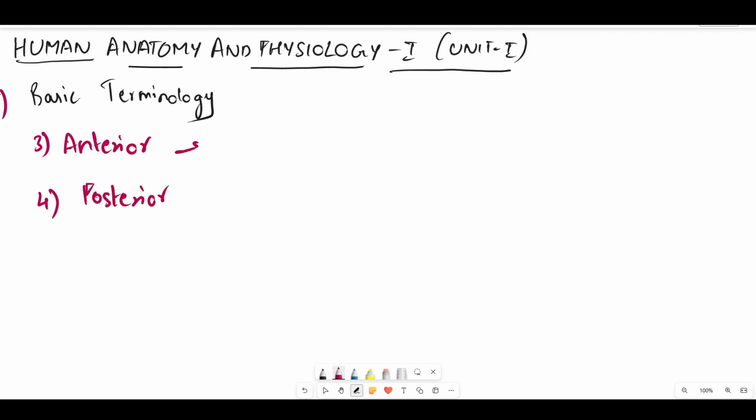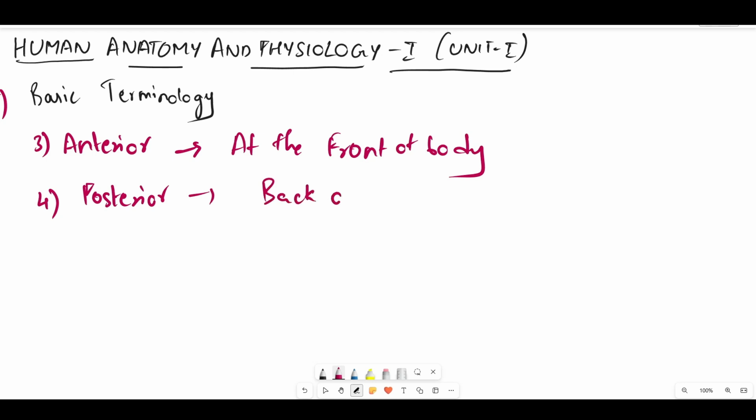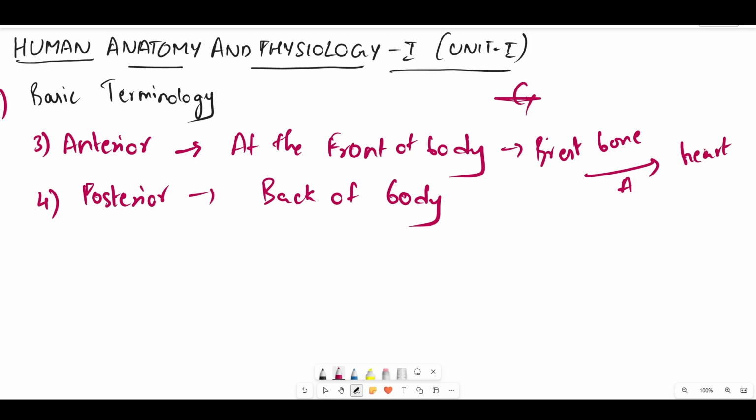What is anterior? Anterior is at the front of the body. This is at the back of body. Anterior is at the front of the body. Posterior is at the back of the body. For example, breastbone. Breastbone is anterior to heart. And similarly the posterior one, esophagus. Esophagus is posterior to the trachea.